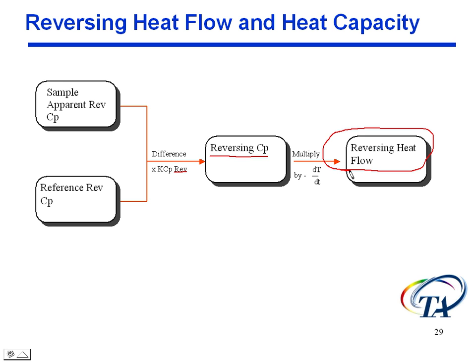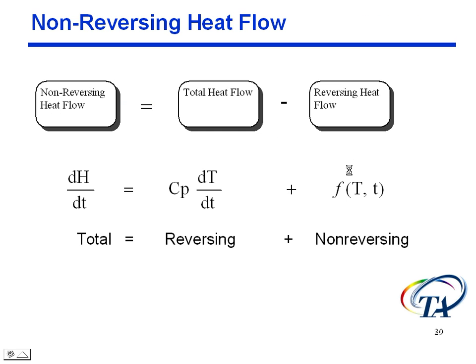So now we've got total heat capacity, total heat flow, reversing heat capacity, reversing heat flow. The other signal that we normally might look at is non-reversing heat flow. Well, that's kind of the easiest one. Non-reversing heat flow is going to be total heat flow minus reversing heat flow. And once again, we get that from our original equation that we looked at. This is total heat flow, this is reversing, and this is non-reversing.